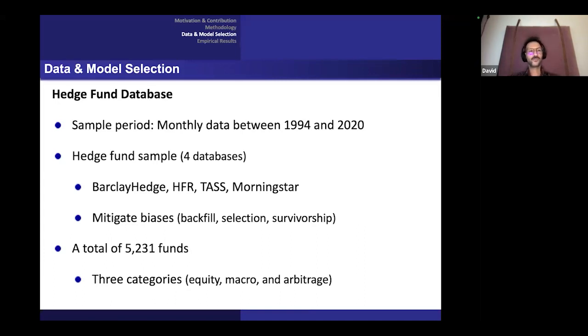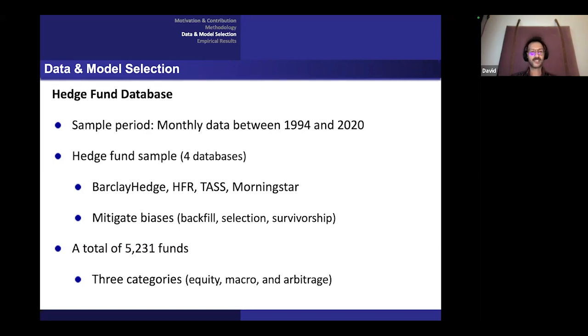Let me first dig into the data. What we do with the data is pretty straightforward. We are looking at several databases in the hedge fund space, dealing with monthly data from 1994 to 2020. We are merging four databases, making sure that we don't have duplicates. So we have a large coverage of funds with four databases, and we do our best to mitigate any bias you may be aware of when dealing with hedge funds, like backfill bias, selection bias, or survivorship. In total, we have slightly more than 5,000 funds.